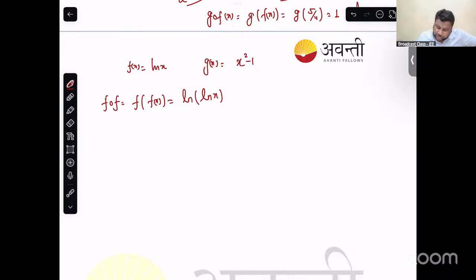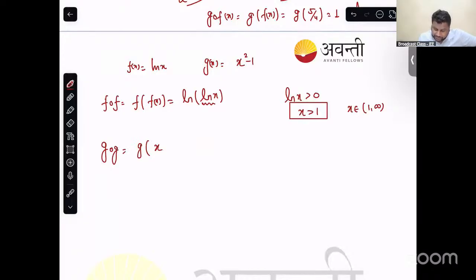Now, its domain should be what? This ln x should be more than 0. That means x should be more than 1. So, domain is x belongs to 1 to infinity. Now, if I talk about g o g, that is g of x square minus 1. That is x square minus 1 whole square minus 1.